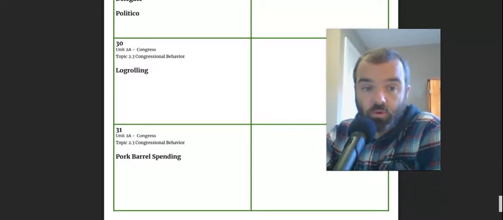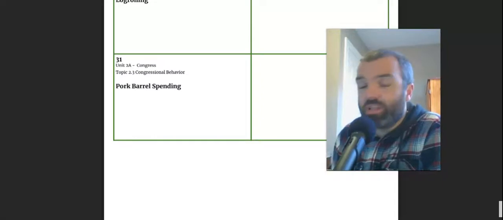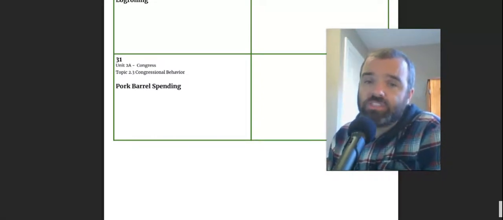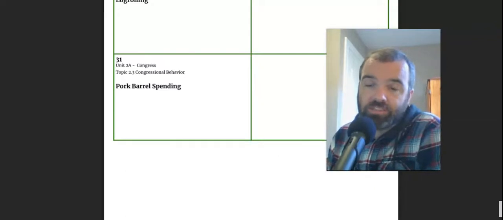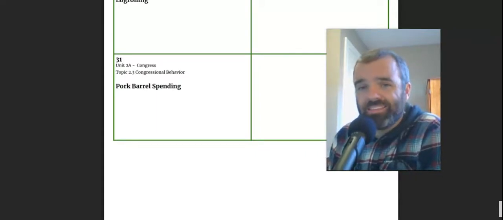And for better or for worse, I'll end with pork barrel spending, which is something you read about in a reading. It's the idea of bringing home the bacon, the idea that congressmen and women can get provisions inserted into legislation that will bring money back to their specific districts, whether it's a military base, a grant to a specific college or university, or an infrastructure project in their district.